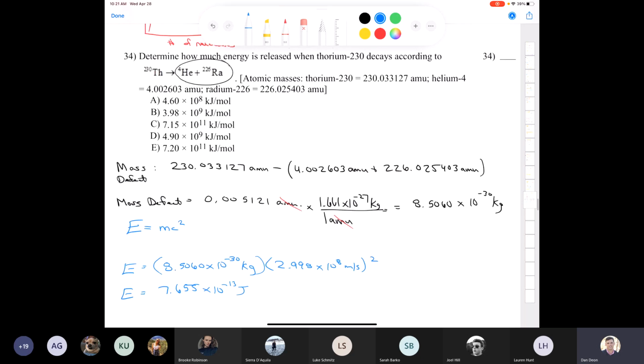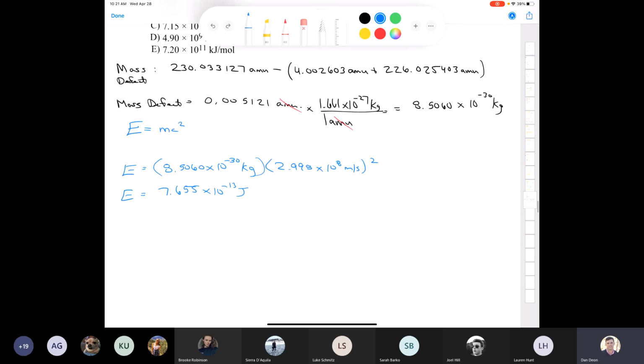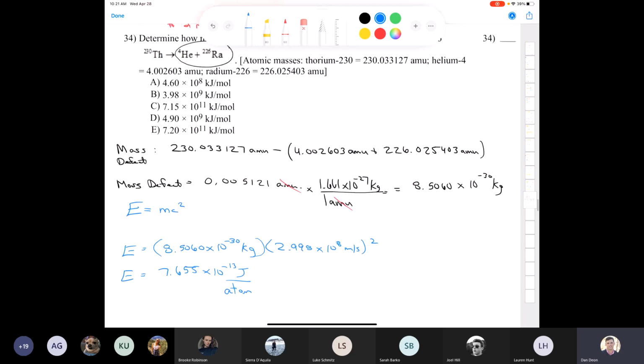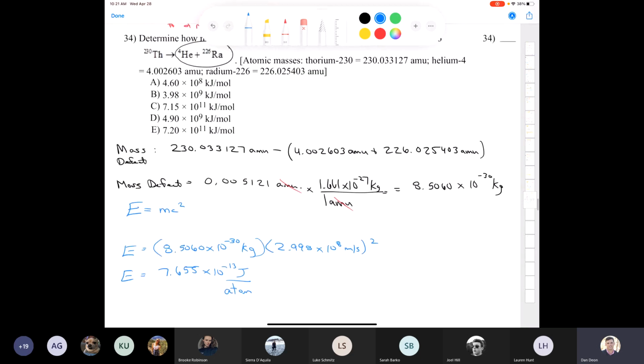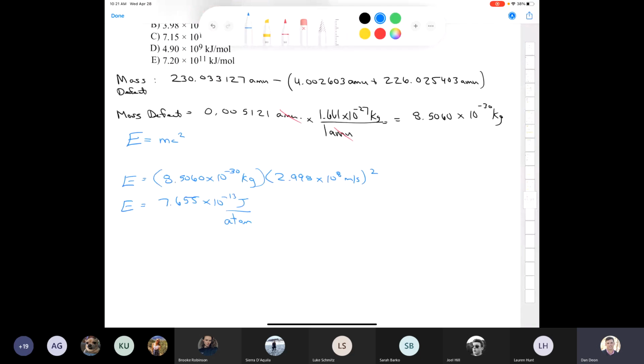Now you look at all the answers. These are in kilojoules per mole. This number that we have here is in joules per atom, right? That's for one thorium nuclide undergoing the decay to produce the radium and the alpha particle. So this is per atom. So we know that there are 6.022 times 10 to the power of 23 atoms in 1 mole. So that would cancel out our units of atoms, and that would give us per mole.